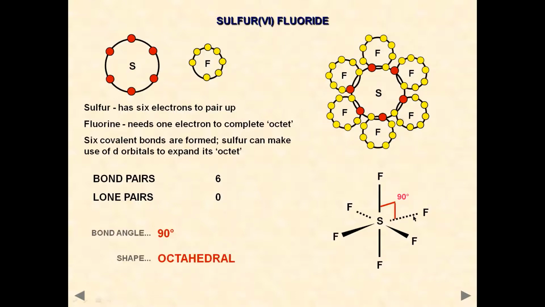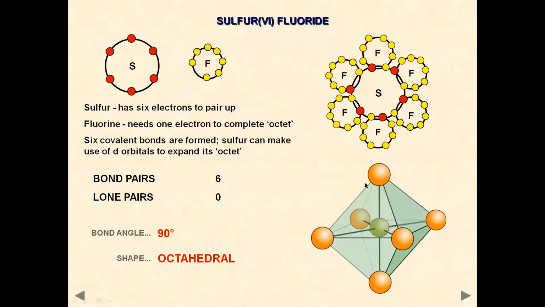So simply draw a square and 1 bond on the top and 1 bond at the bottom, and all the bond angles are going to be exactly the same. They're all going to be 90 degrees. That's your octahedral shape. And that is what an octahedron looks like. It's got 4 sides on the top, 4 at the bottom, so 8 in total. That's why it's called an octahedral shape.